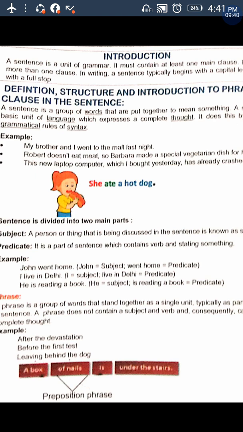He is reading a book. He is the subject here. Whom am I talking about? He. Is reading a book is what he is doing. That is the predicate.